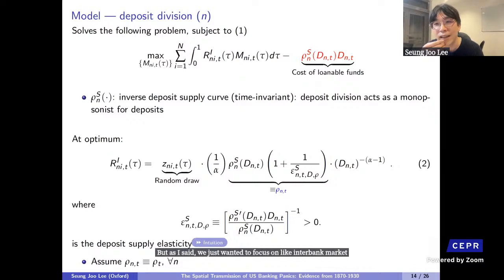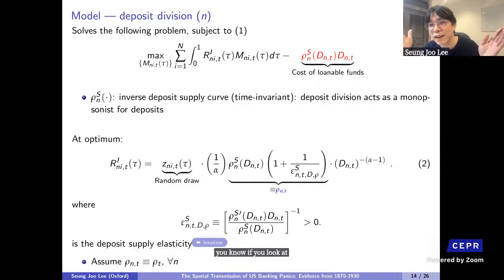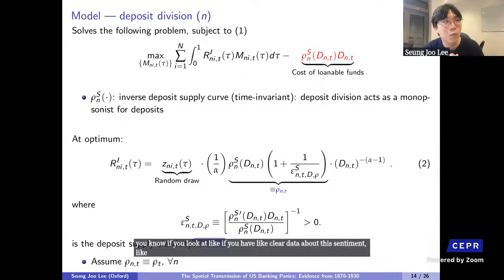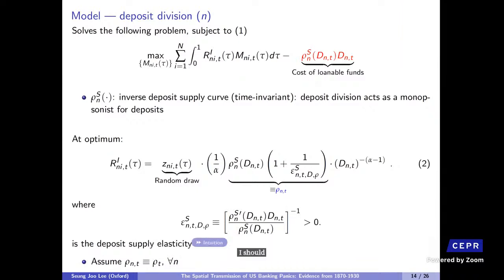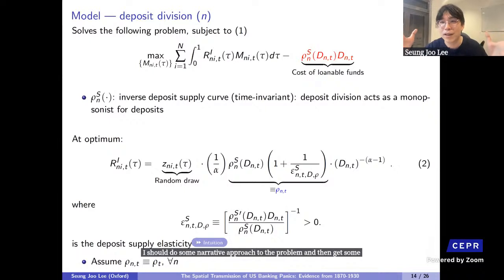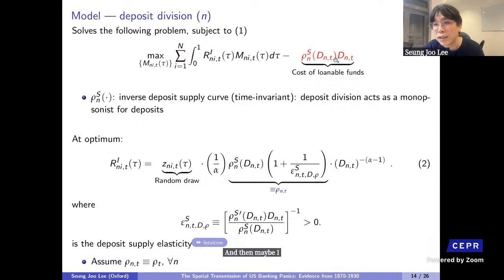Going back to the first question by one of the audience, I'm still thinking about which sentiment data we have to use. Maybe I should read newspaper data, do some narrative approach to the problem, and construct my own sentiment index. Then maybe I can add this sentiment measure here, and we might have richer implications of the model. But you were right, basically we abstract from that channel here. The only sentiment that matters is the banker sentiment, as you put it.